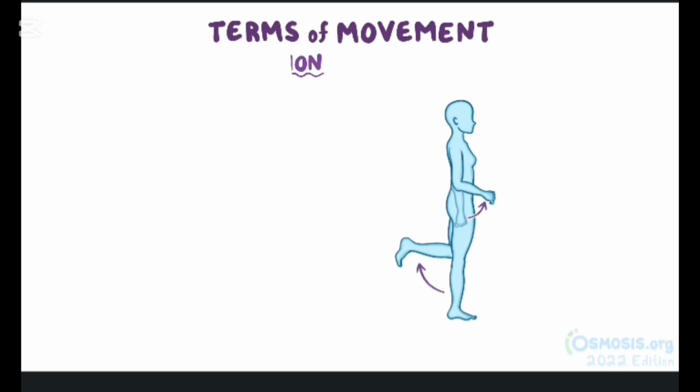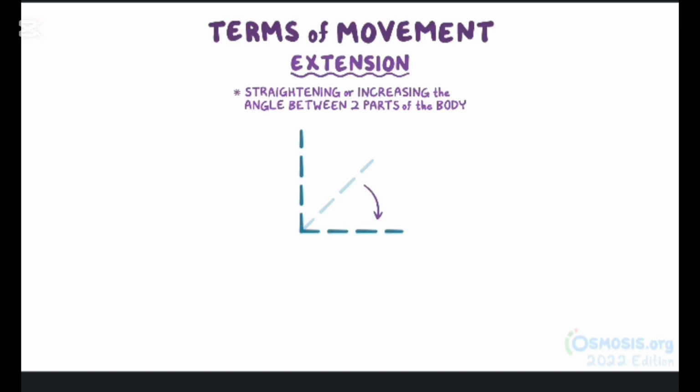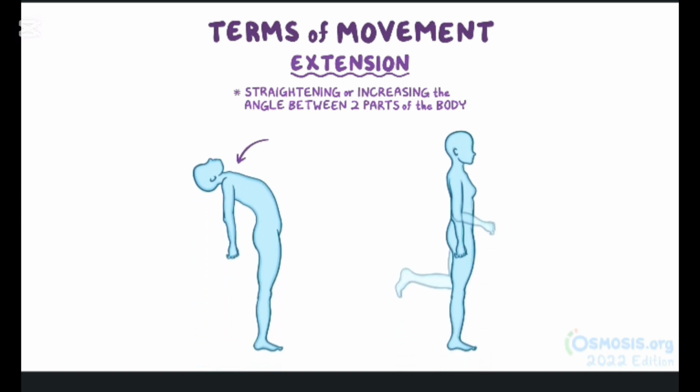The opposite movement is extension, indicating straightening or increasing the angle between 2 parts of the body, bringing them farther away from each other. Using the same examples, extension includes bringing your trunk backwards or posteriorly, as well as straightening your knee or elbow back to anatomical position.